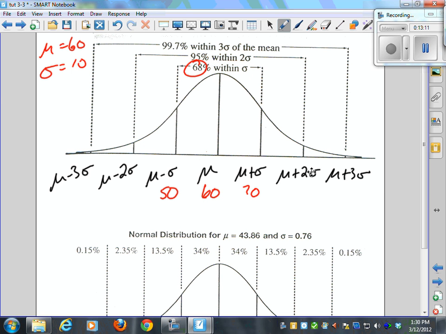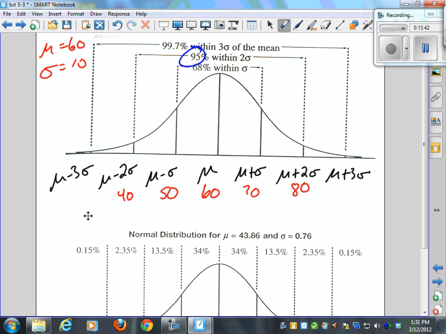Okay? So we'd go to 2 standard deviations. 60 plus 2 tens is 80. 60 minus 2 tens is 40. So now we've got a wider range, so we've got more people. Now we've got 95%. Almost everybody in the class is between 40 and 80. There are a few people, there's 5%, that are either above 80 or, unfortunately, below 40.